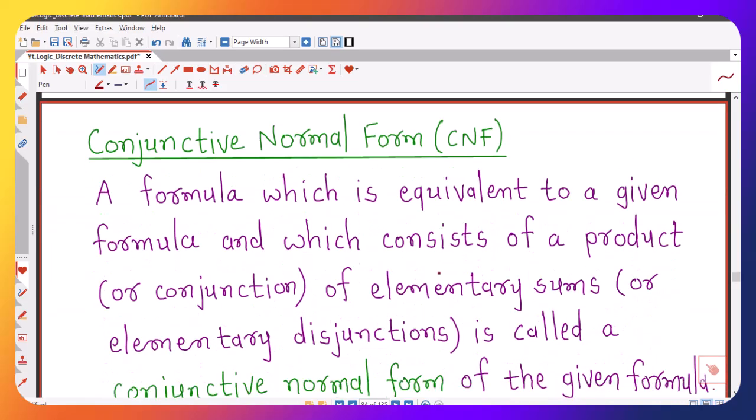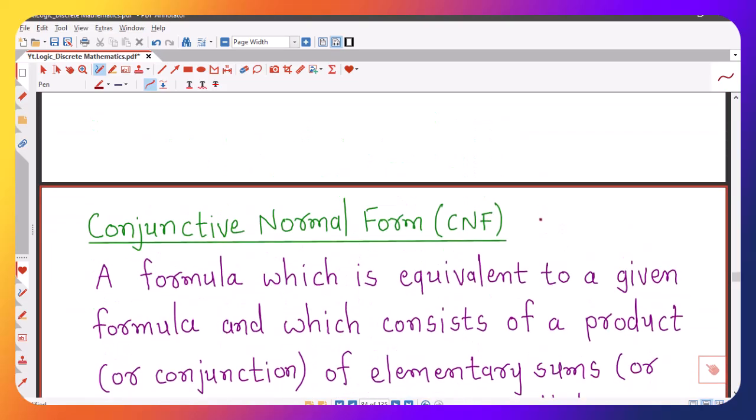Similarly, we can write the definition of conjunctive normal form. CNF means here we are considering a product of elementary sums. So here we will write elementary sums. Whatever we will write inside here, that will be joined by OR operator, and we will have variables and their negations only in these sums. Therefore, they are called elementary sums or elementary disjunctions. And here we have AND operator. So this is a conjunction of elementary disjunctions or product of elementary sums.